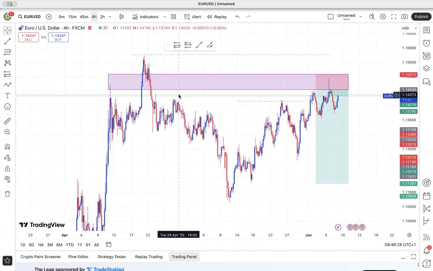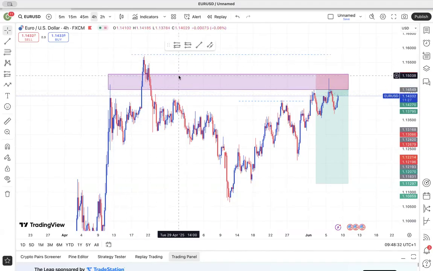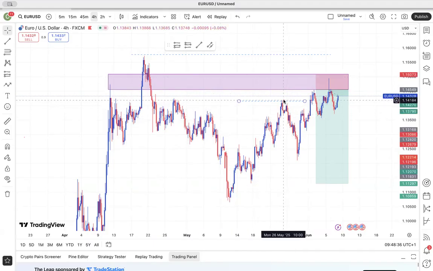So for EURUSD, we realized that the market created a high here, then a sweep of that high here. Then it created a retest, which is what we have here, right? Then upon this retest, we saw that the market is pushing down price consistently.